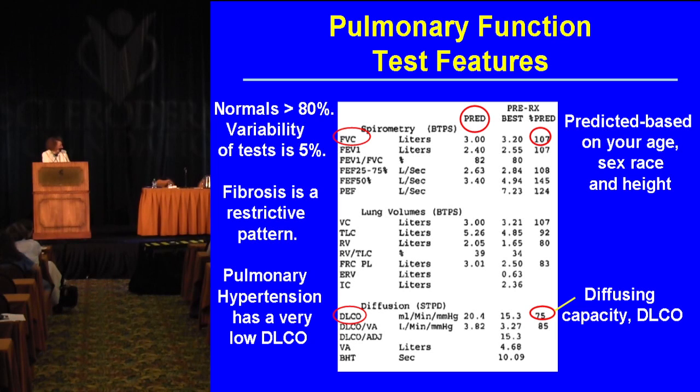And the DLCO works the same way. You have a percent predicted in this column, what your number is, and then you have a percentage of what your DLCO is as to what's expected.